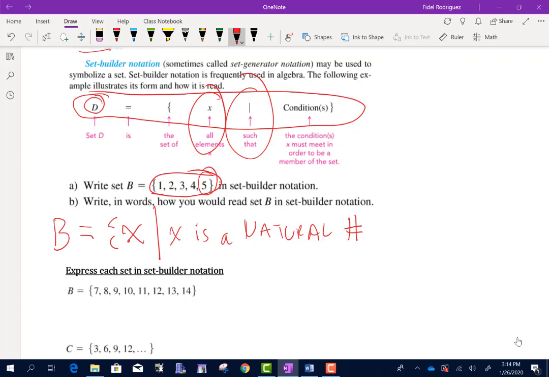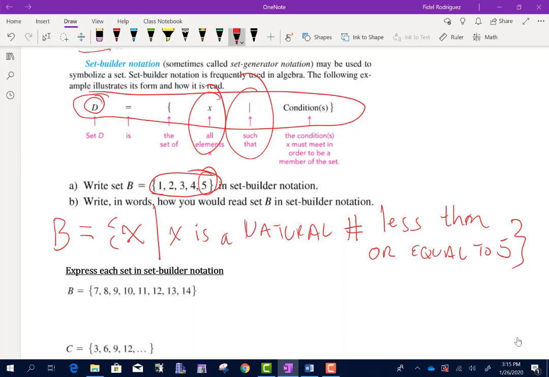Now, look at the last number here. We have two options, guys. We can say less than 6, or we can say less than or equal to 5. So it's a natural number less than or equal to 5. If we wanted to, we could have said it's a natural number less than 6. And now it says write in words how you would say it. Well, here it is in words: B is all the elements X such that X is a natural number less than or equal to 5.